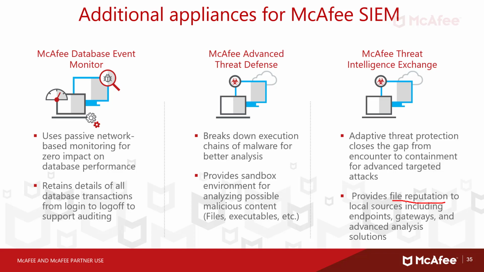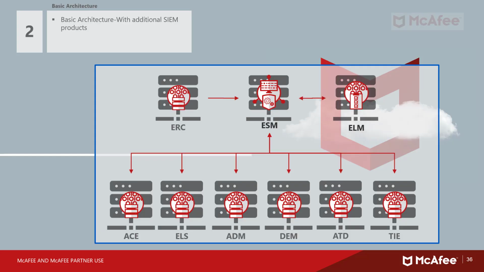So here is a breakdown of how the architecture looks if all the appliances were put in together. At the top, you still have the ERC feeding all the data to the ESM. And then the ESM would then send the different pieces, or the parsed data, to the different applications, such as ADM or the ATD. And that is basically an architectural picture.